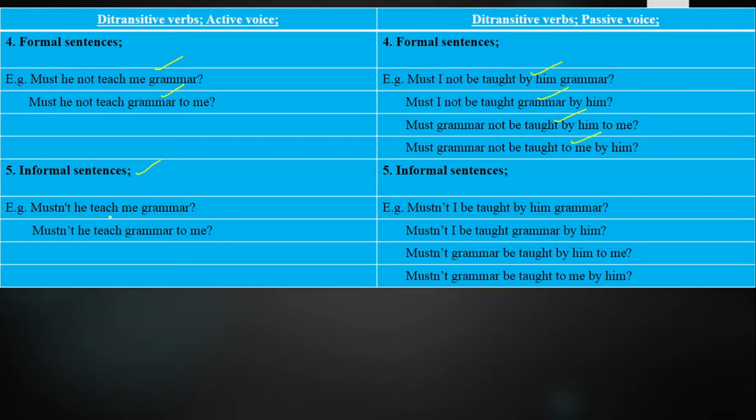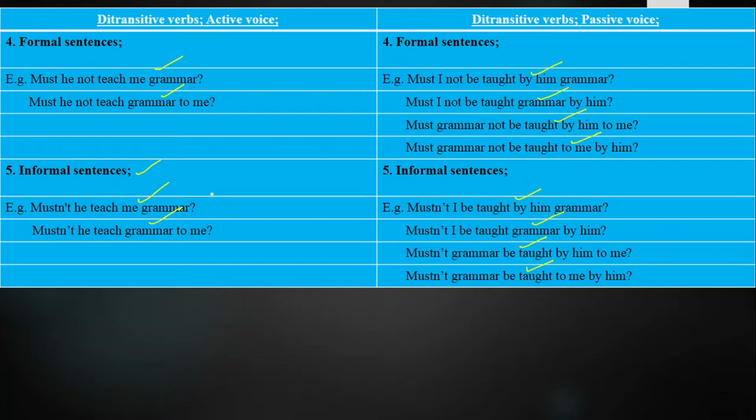Informal sentences we have: Mustn't he teach me grammar? Mustn't he teach grammar to me? Mustn't I be taught by him grammar? Mustn't I be taught grammar by him? Mustn't grammar be taught by him to me? Mustn't grammar be taught to me by him? So these are the sentences of modal auxiliary verb must from active voice into passive voice.